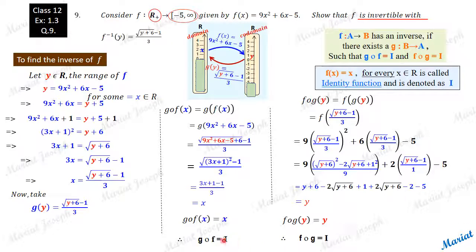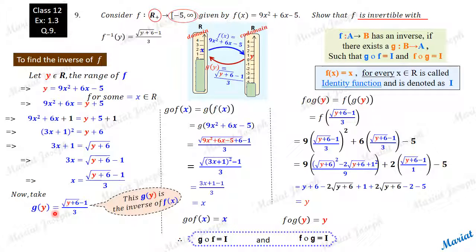So we conclude, according to this definition, such a g is called the inverse. So the g that we took is the inverse of the given function. This g by itself is the inverse. So f inverse is root of y plus 6 minus 1 upon 3. Hence we proved this function is invertible. Since we got an inverse, it is invertible, with this inverse.